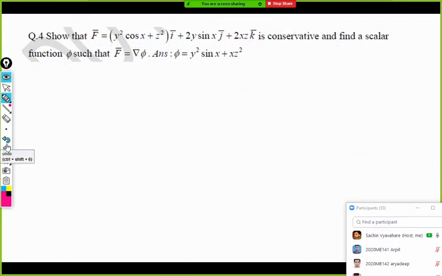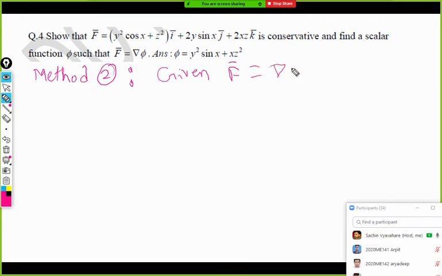Now let me move to method 2. This method 2 does not require any formula. What we want is a function phi such that f bar is equal to del phi. We want a function phi which satisfies this condition, f bar equal to del phi.